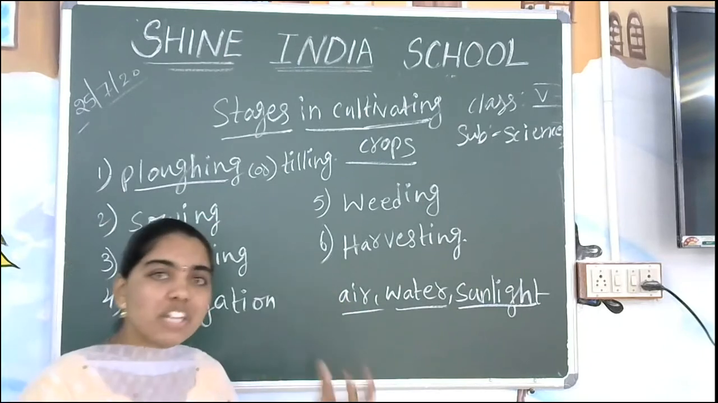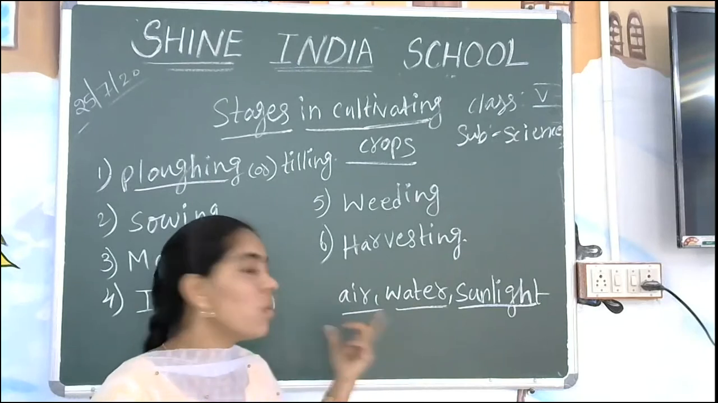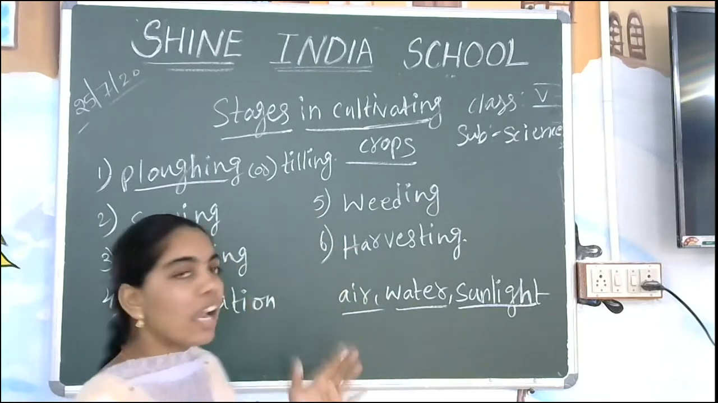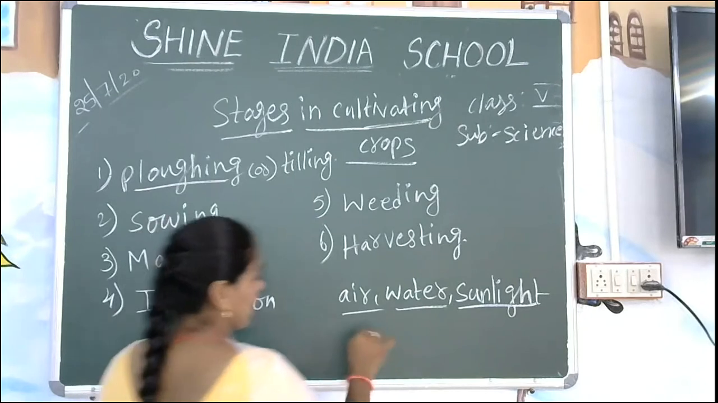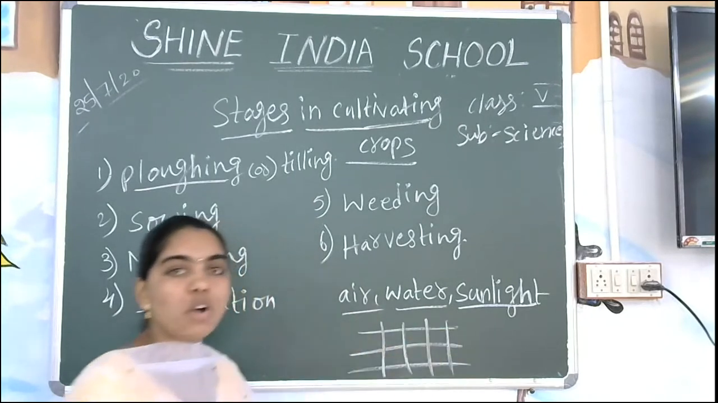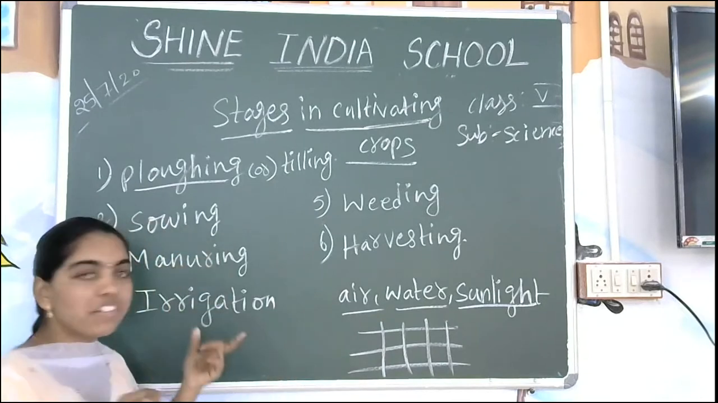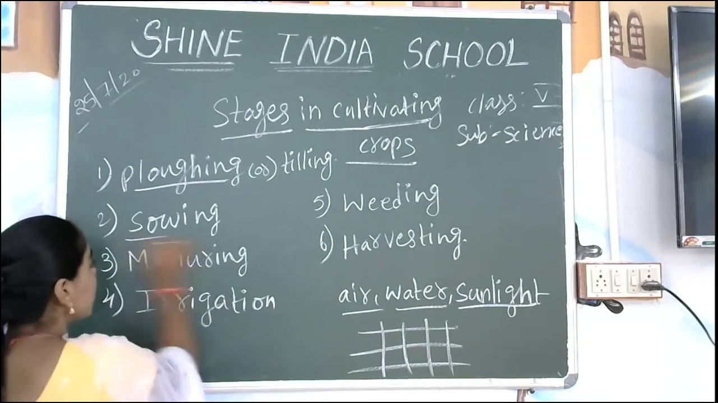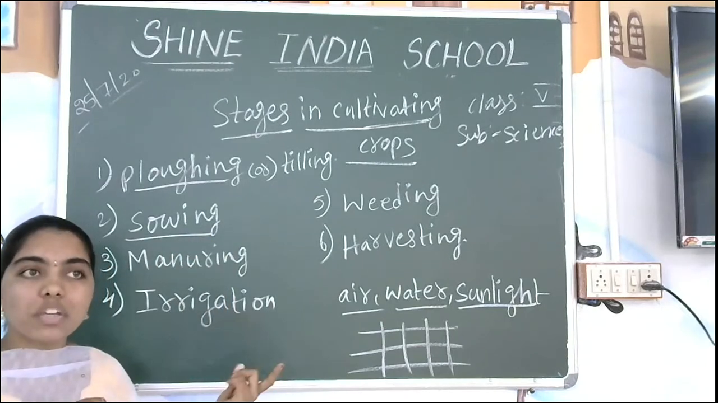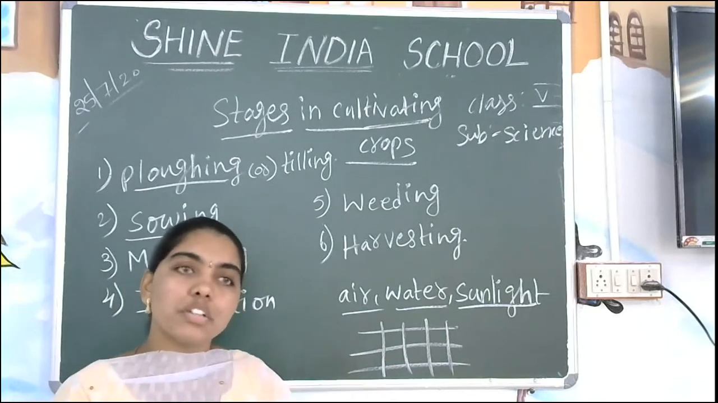Each and every seed has to get these things with the help of ploughing. And how did I show you the ploughing? Yes, farmers make lines in the form of rows and columns. Yesterday I showed you. Now we are going to the next stage. What is that? Sowing. What is the meaning of sow here? Yes, to keep or to grow.